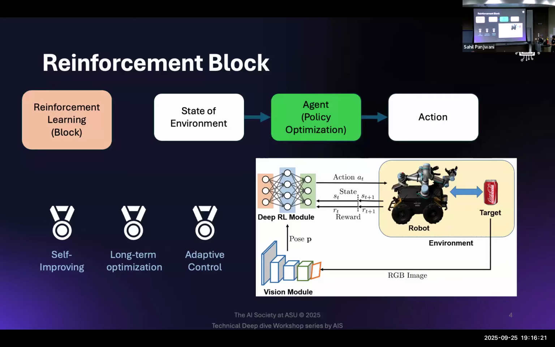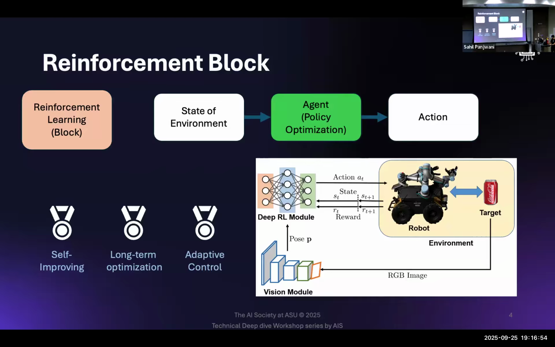So if you see this example over here, the robot is in an environment where it's tasked with reaching that target, which is a soda can. The vision module provides input images, and then the RL module decides what action to take based on the outcome. So the environment returns a new state and a reward at the same time. And this loop continues, which allows the agent to gradually improve its behavior.